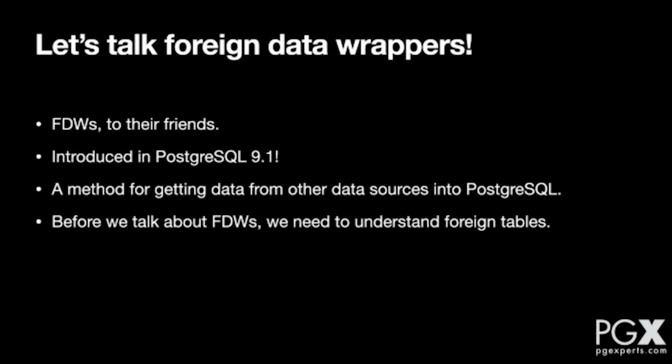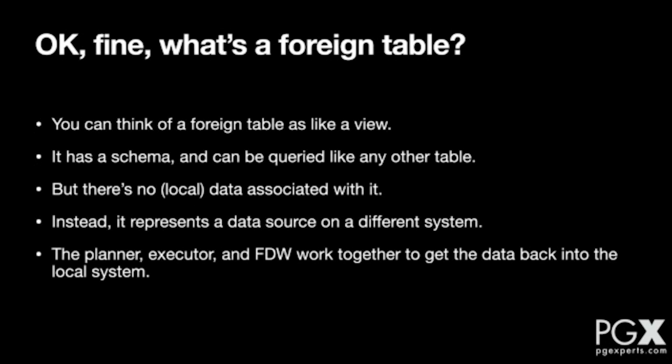So before we get into FDWs proper, I want to talk about what a foreign table is. A foreign table, which is a construct in Postgres, there's a CREATE FOREIGN TABLE command, is like a view. It has a schema. You query it like any table. It looks like any table. It can have constraints, but there's no local data associated with it, same as a non-materialized view. It's just a schema. It represents a data source on a different system. And the planner, the executor, and the FDW all work together to get this data back into Postgres.